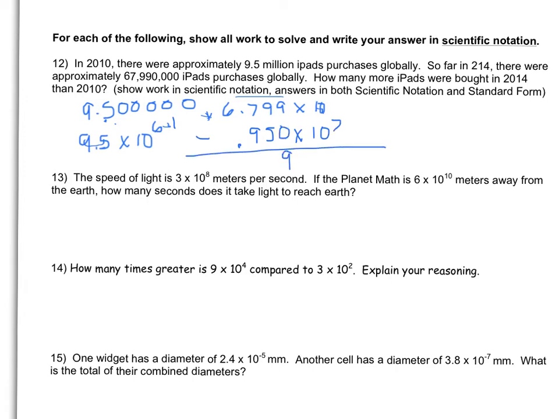So again, sometimes you might have to borrow, but you can always use a calculator. So 5.849 times 10 to the 7th, and that is how many more? So it's iPads, but it's said to write it in both scientific notation and standard form. So that is moving the decimal 7 places. So that would be 3, 4, 5, 6, 7.